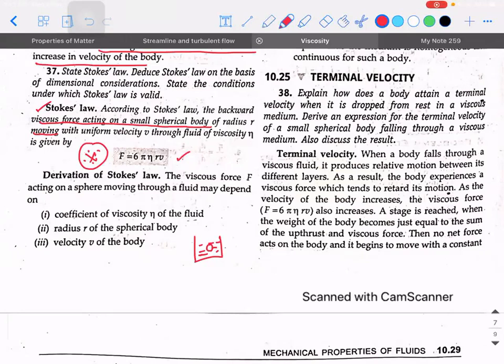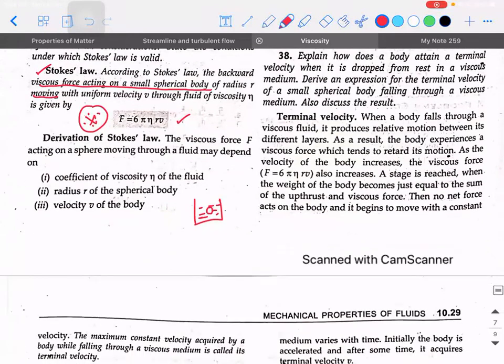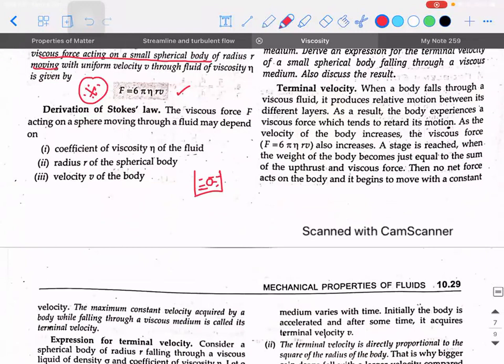It is 6 times pi into eta into r into v, where eta represents the coefficient of viscosity, r represents the radius of the sphere, and v represents the constant velocity with which the spherical object is moving. Clear, guys? So this is all about Stokes' law.